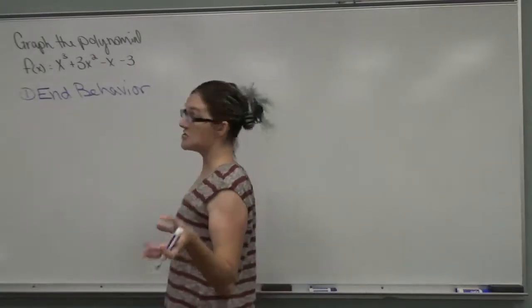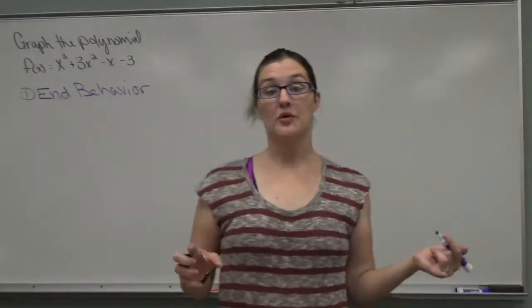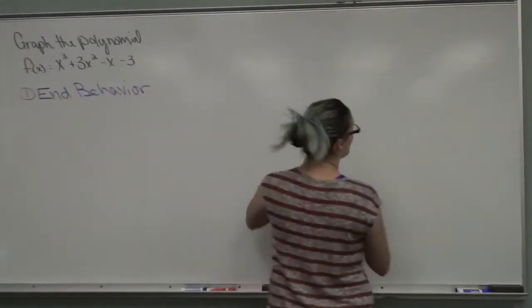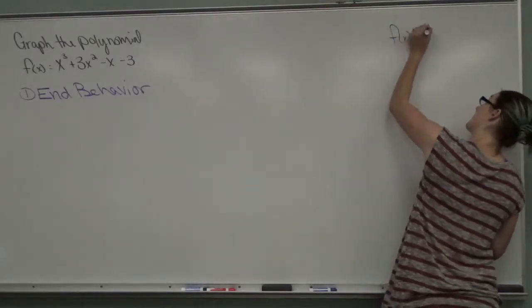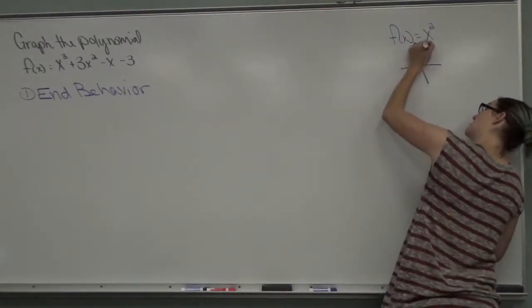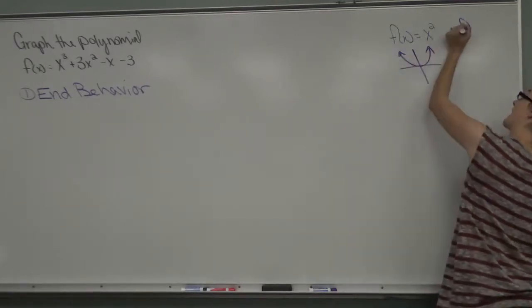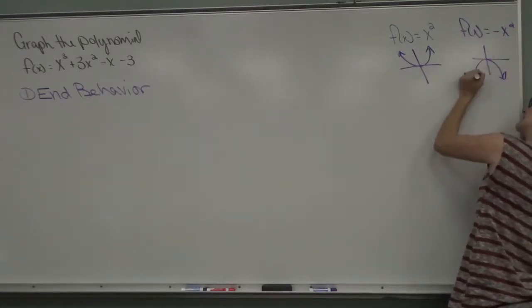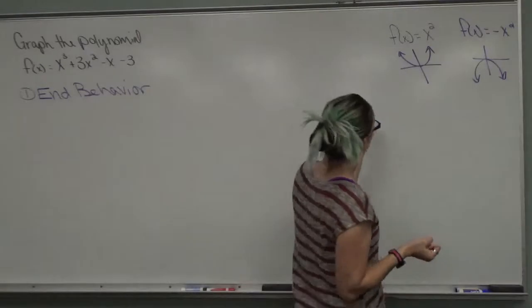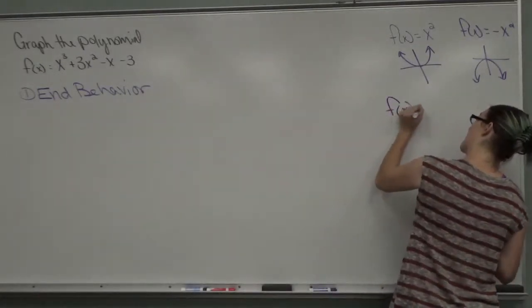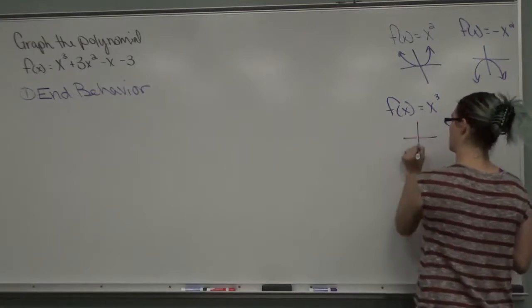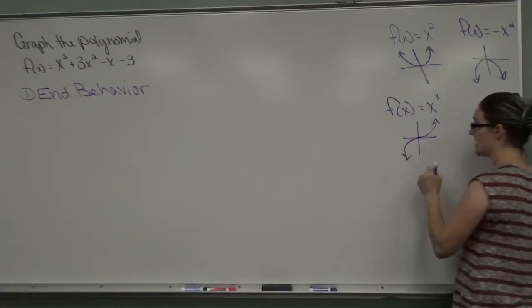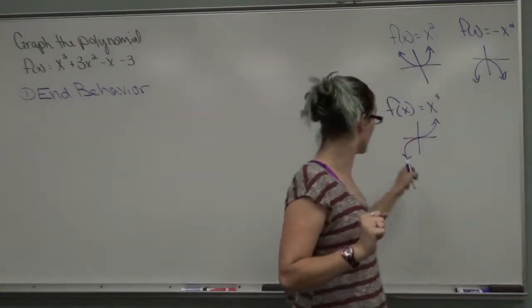So in the end behavior, you're going to need to have memorized your basic shapes of x squared and negative x squared. The ones we need to have memorized: f of x equals x squared, which is a parabola facing up, and f of x equals negative x squared, which is a parabola facing down. The other thing you need to have memorized is your cubes. F of x equals x cubed. That's going to go into the double positive where x is positive and y is positive, and the double negative where x is negative and y is negative. So that's your x cubed.